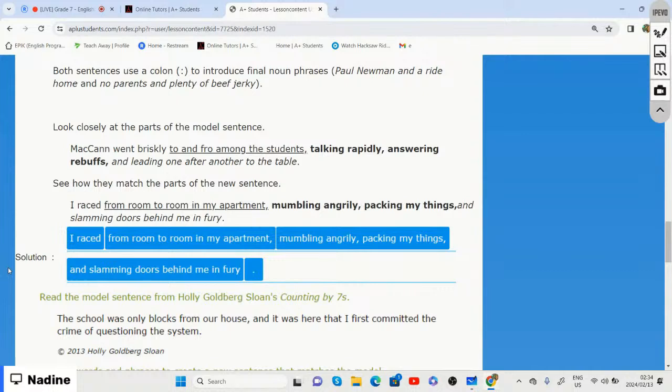So we have our model sentence, and then we have, of course, the new sentence. If we look at the two sentences and compare them, the first sentence speaks about going to and fro among the students, and the second sentence talks about from room to room in my apartment. So that is how they are moving, room to room, learner by learner.